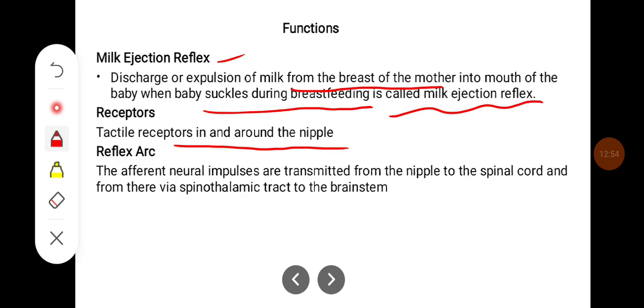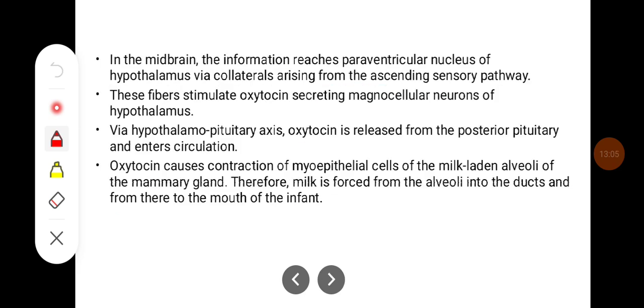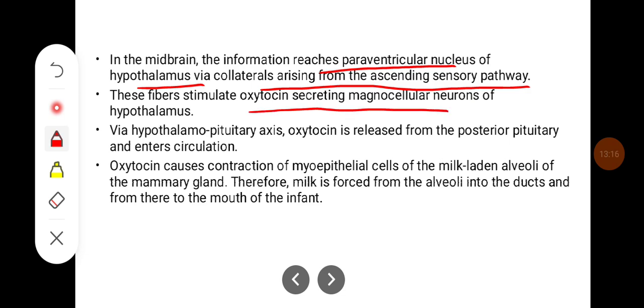In the reflex arc, afferent neural impulses are transmitted from the nipple to the spinal cord and from there via spinothalamic tract to the brainstem. In the midbrain, the information reaches the paraventricular nucleus of the hypothalamus via collaterals arising from the ascending sensory pathway. These fibers stimulate oxytocin secreting magnocellular neurons of hypothalamus. Via hypothalamic pituitary axis, oxytocin is released from posterior pituitary and enters circulation.